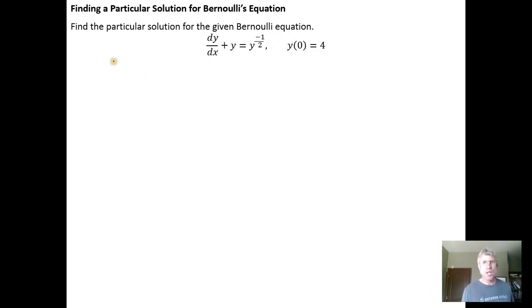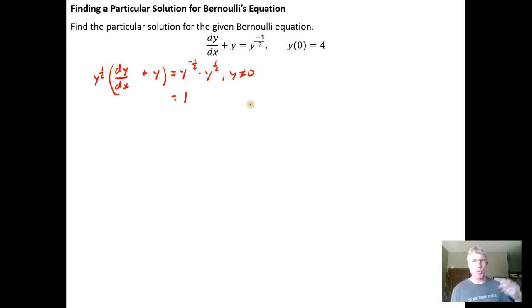So we start by rewriting the differential equation. We have dy/dx plus y equals y to the negative 1/2. And so we're going to multiply both sides by y to the positive 1/2. Whatever this exponent is, we're going to do the opposite of that exponent, because we want the y's to cancel, giving us a 1. So as long as y isn't 0, y to the negative 1/2 times y to the 1/2 is y to the 0, and y to the 0 equals 1 if y isn't equal to 0.